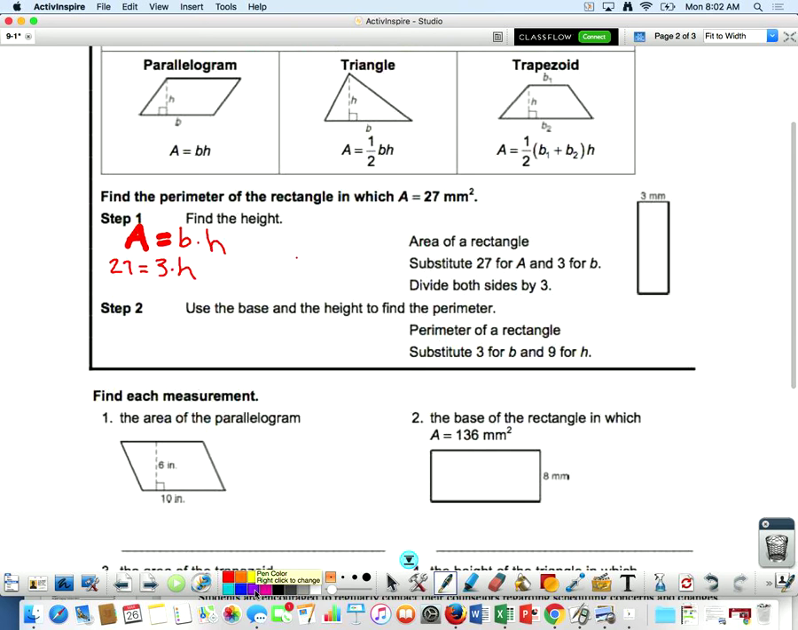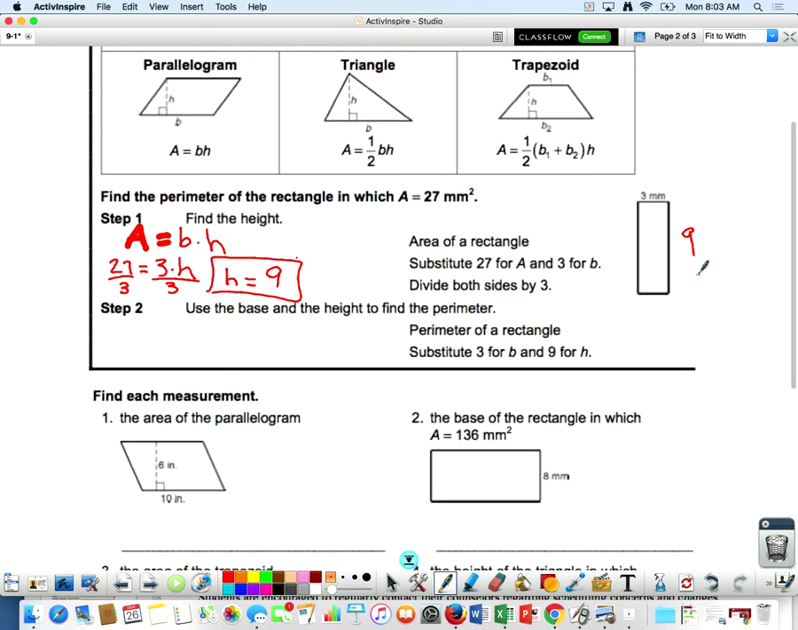What do you get? 9. Yep, thanks, Elizabeth. Did you find out how we got H? That makes sense? Okay. Now, find the perimeter. We know now that the height is 9.